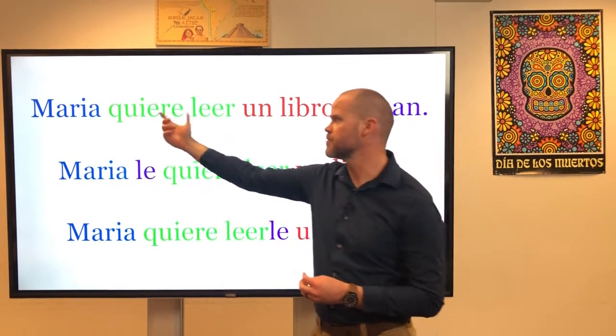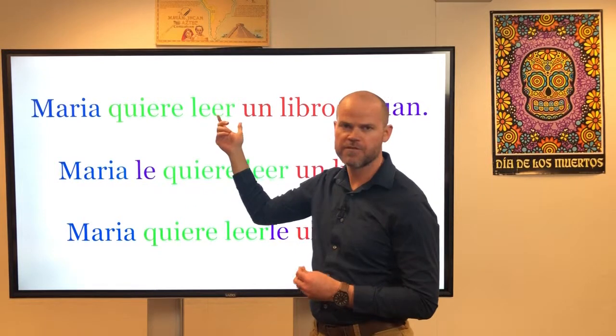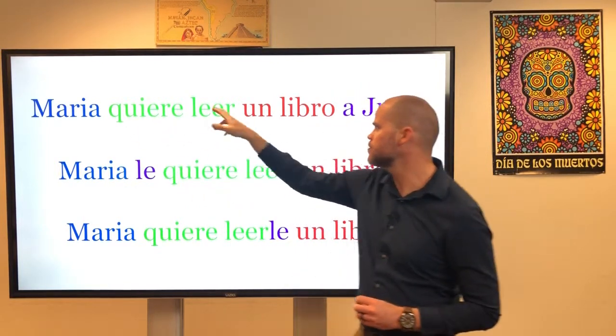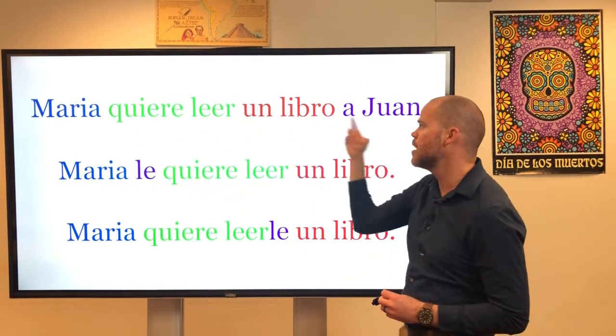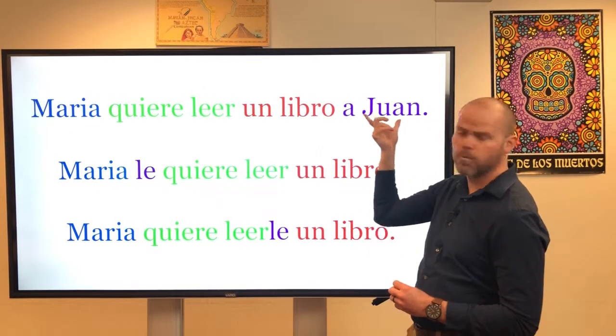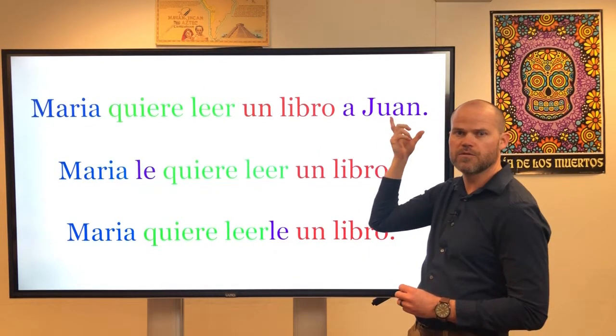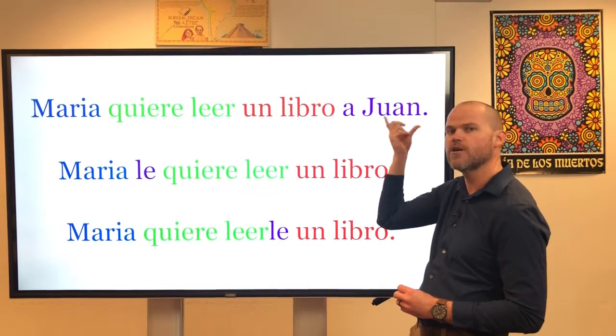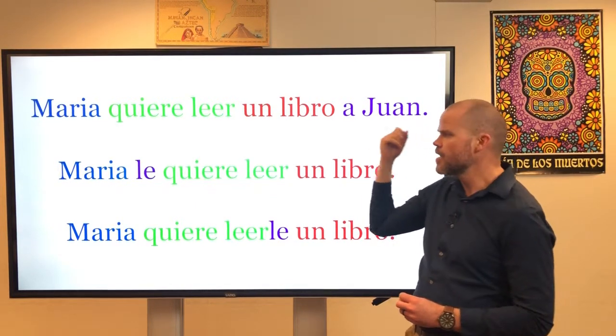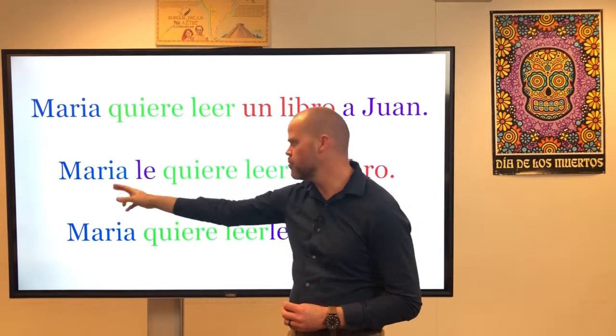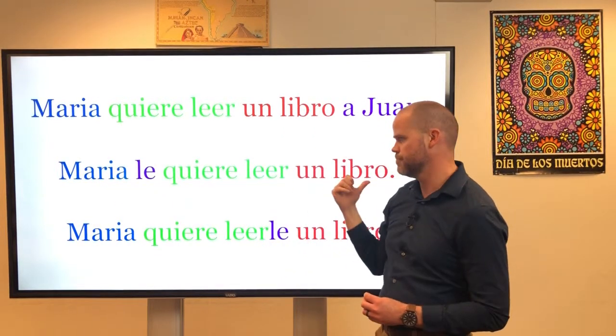So now we have two verbs. The first one's conjugated. The second one is left in the infinitive because they're back to back, right? Maria wants to read a book to Juan. María quiere leer un libro a Juan. So I can take Juan and replace him with an indirect object pronoun because he's the indirect object, right? And it's going to be le again. And I can put it before the conjugated verb. So that would be María le quiere leer un libro.